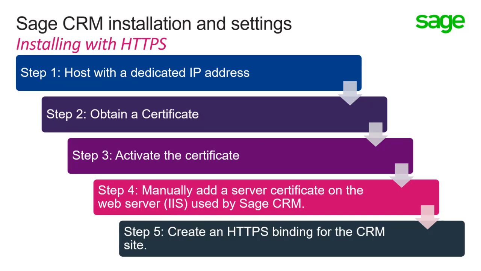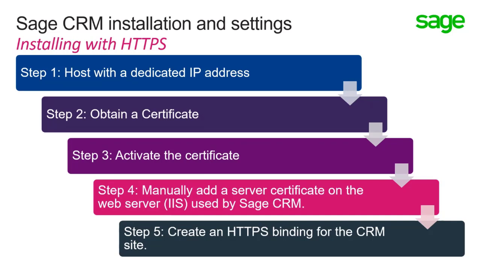And basically what we do is we make sure our server has a dedicated IP address, we obtain the certificate, we activate the certificate, and we then manually add the certificate to the web server that we're going to be using for Sage CRM, and we create the HTTPS binding for the Sage CRM site.